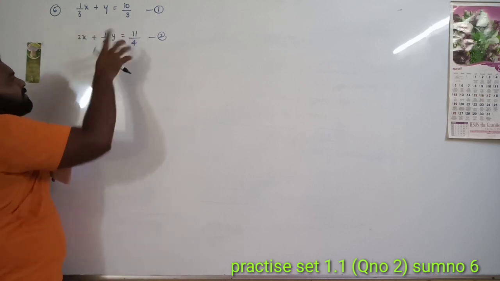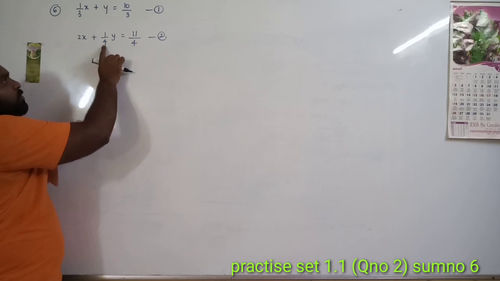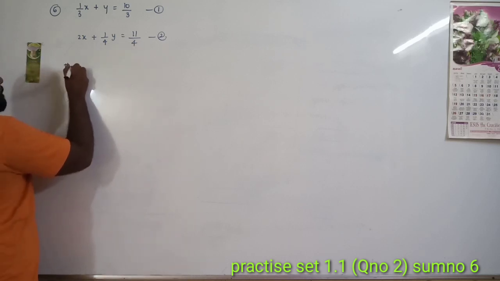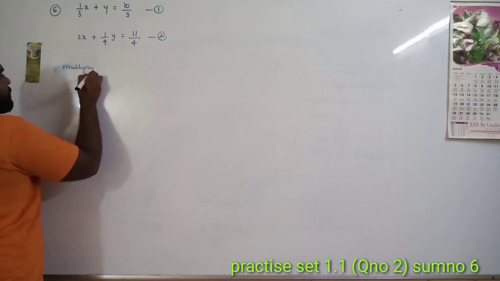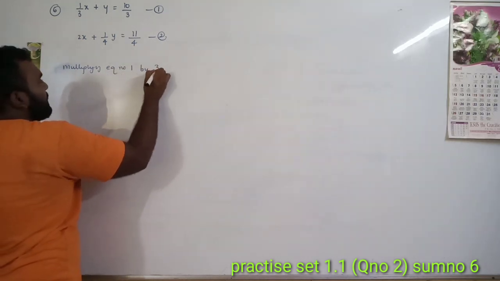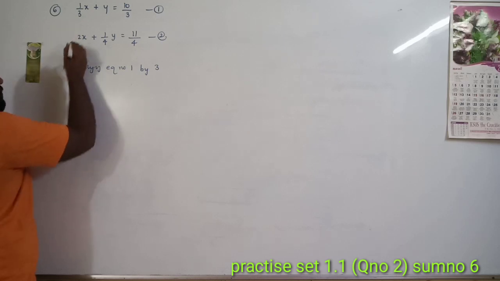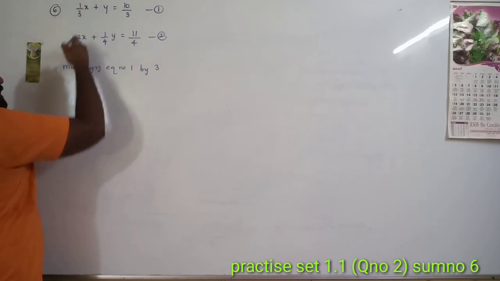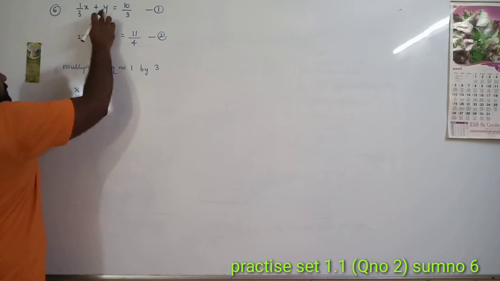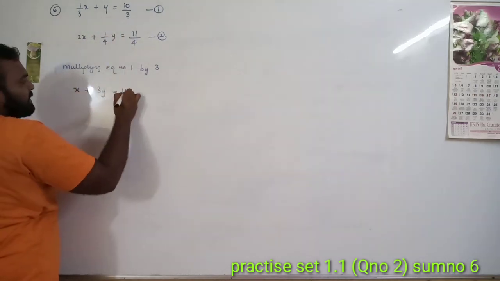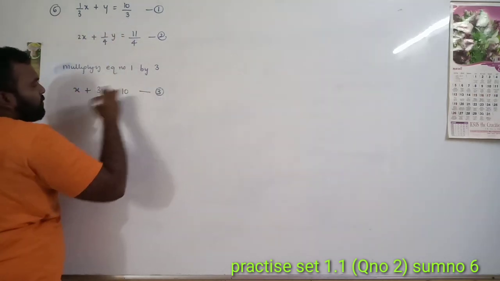Remove the denominator 3 from the first equation, and likewise remove the denominator 4 from the second equation. How will we remove it? Multiplying equation number 1 by 3, what do you have? You multiply this by 3, 3 and 3 get cancelled, you have x left. 3y. 3 into 10 by 3, 3 and 3 get cancelled. So I can give this as equation number 3.